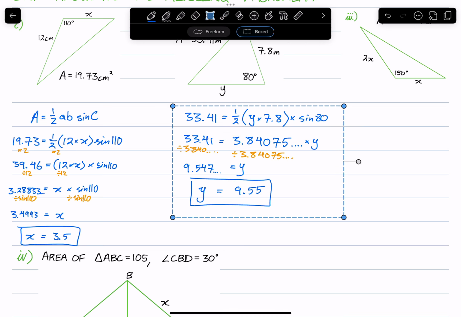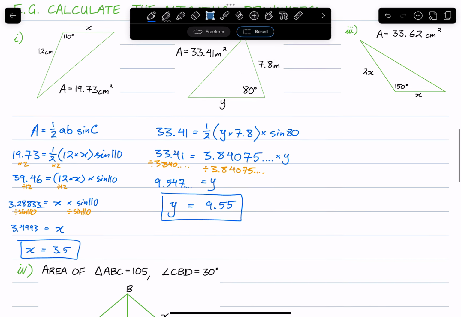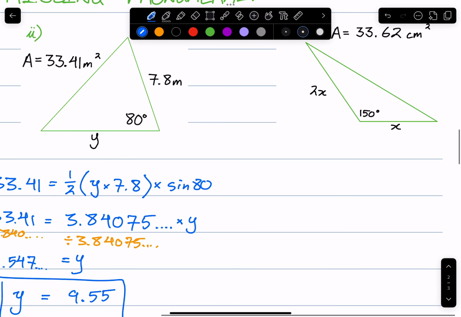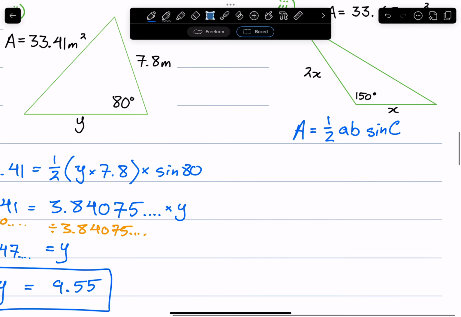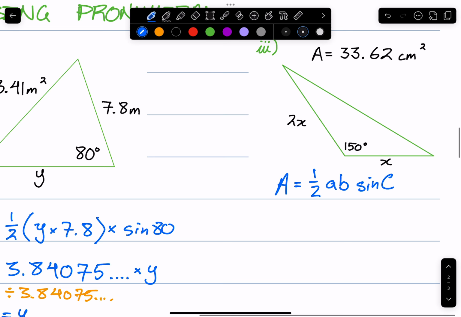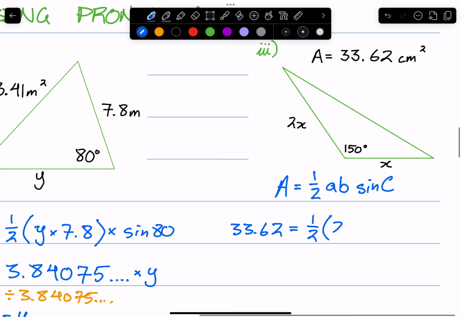Let's do this final example here. Once again, we're just substituting the appropriate values into the formula. The area is 33.62. So 33.62 equals half times 2x times x times sine 150.